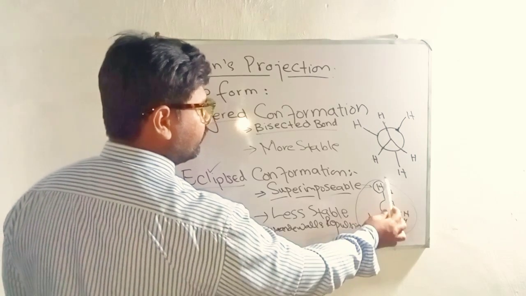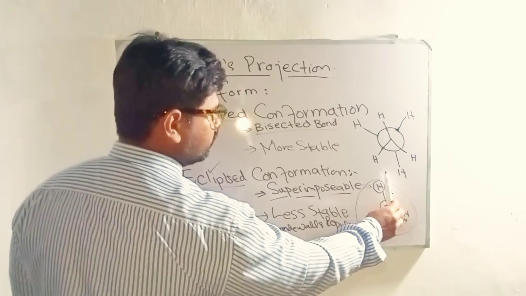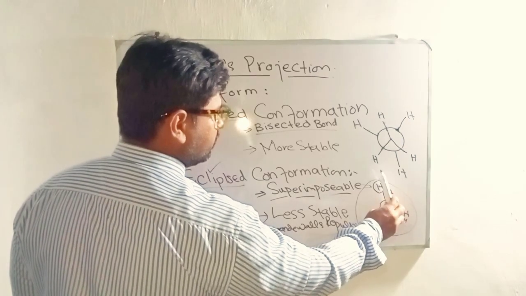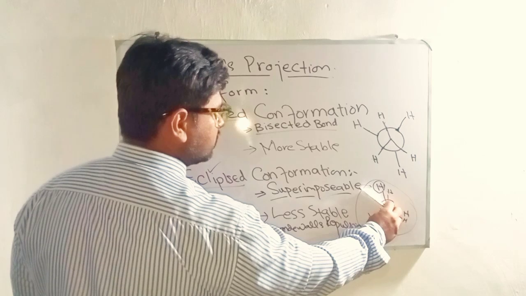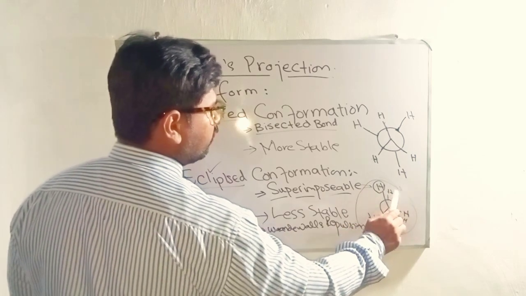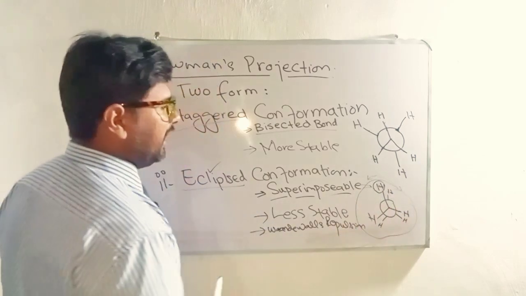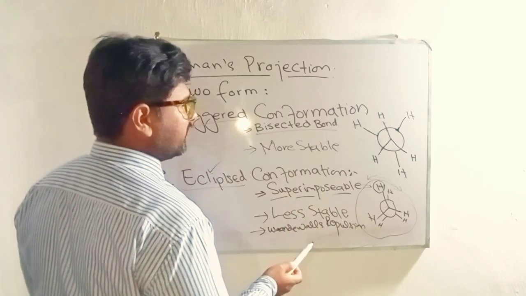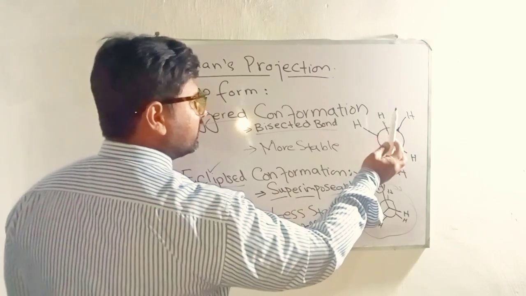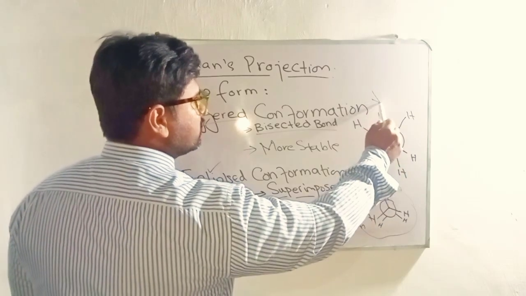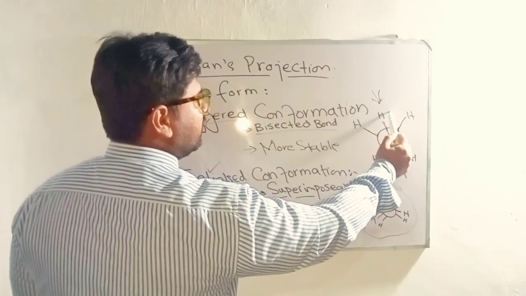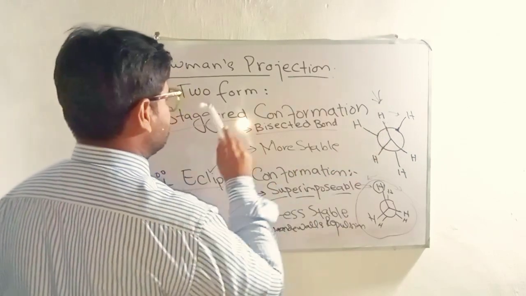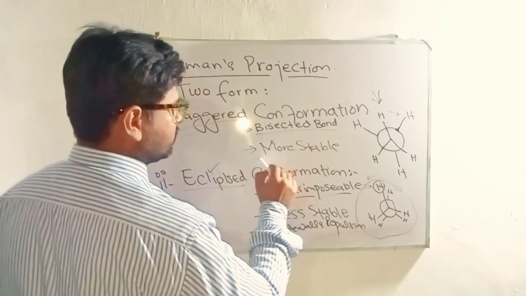When this bond rotates, it will try to get the conformation that is more stable. It can rotate either clockwise or anti-clockwise. That we will discuss in further lectures. But for this time, you should see that if it acquires this conformation, there will be less van der Waals repulsion, and less van der Waals repulsion will render this staggered conformation more stable.